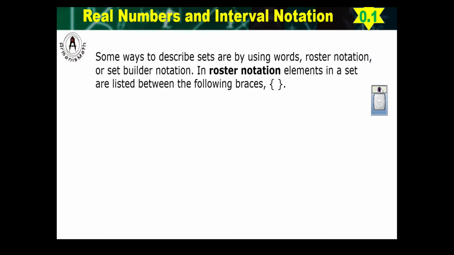Just a recap: some ways to describe sets are by using words, roster notation, and set builder notation. In roster notation the elements are listed. You have to list them in brackets. Okay, that's for that one.